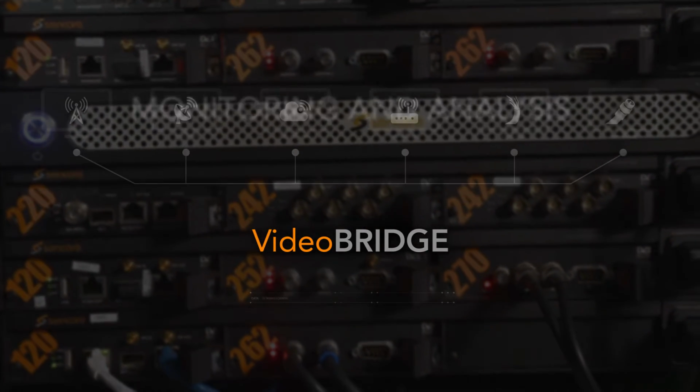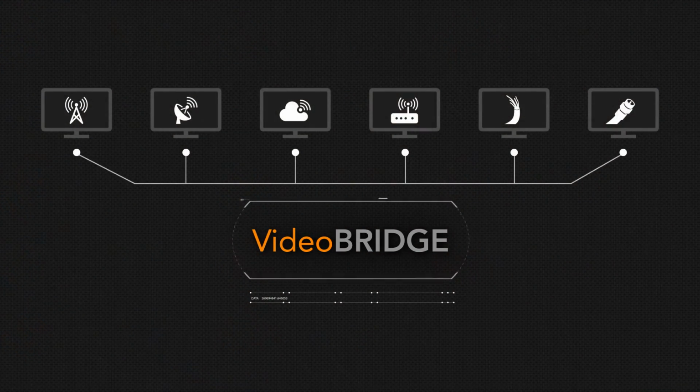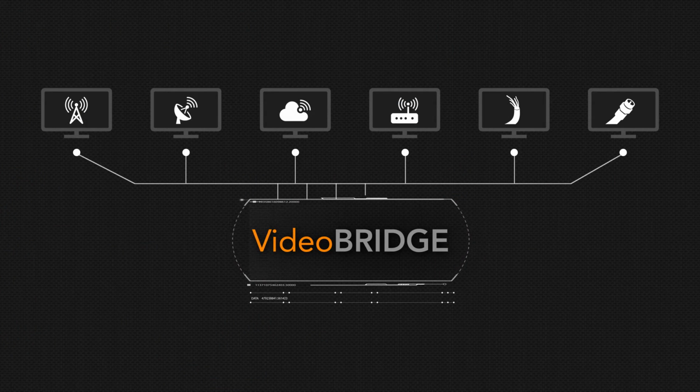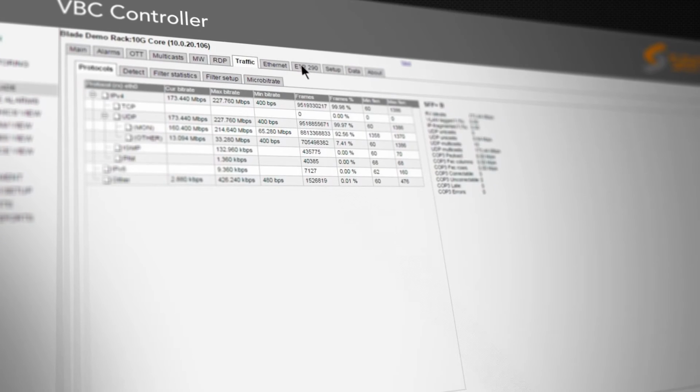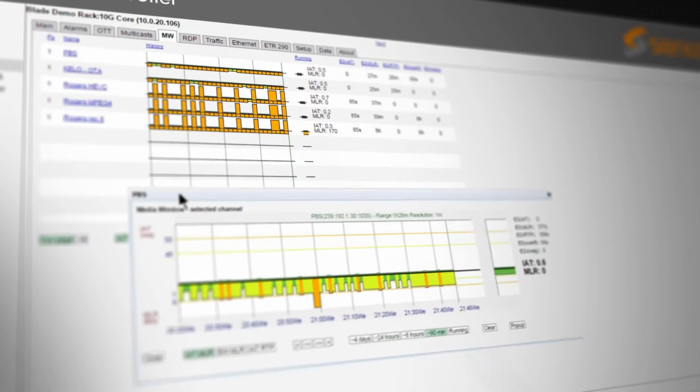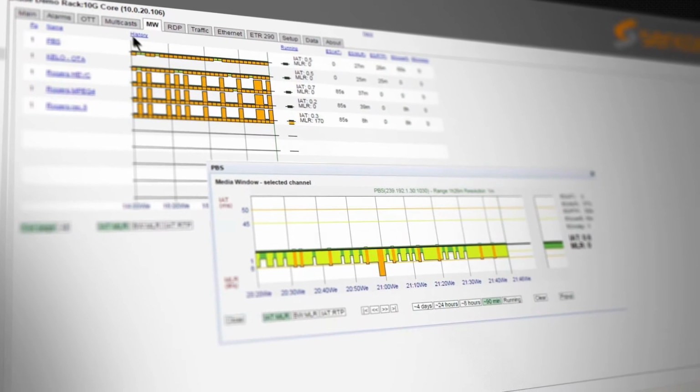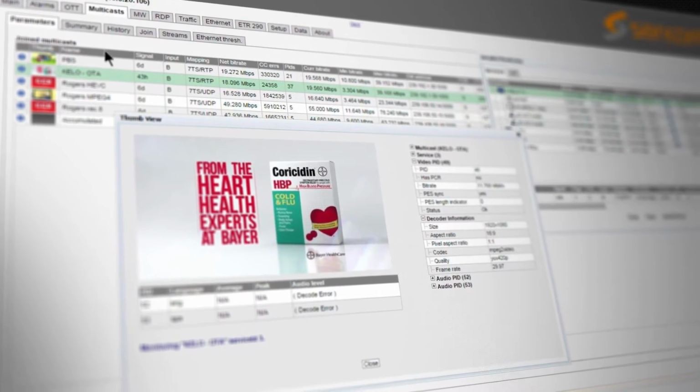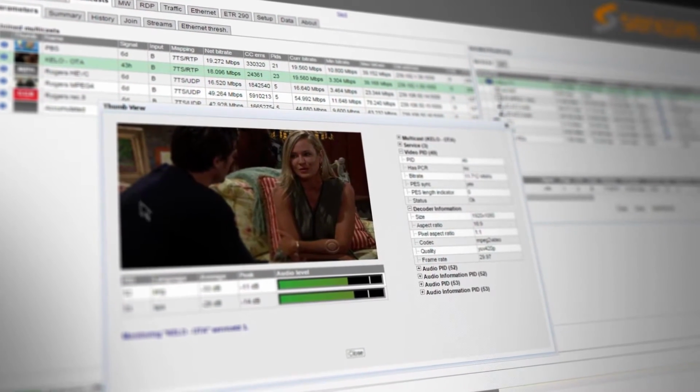With the VideoBridge monitoring system, you can verify signal integrity at every point in your delivery system, all from one easy-to-use and intuitive interface. VideoBridge makes it easy to view various quality of service and quality of experience metrics to quickly and accurately identify impairments.